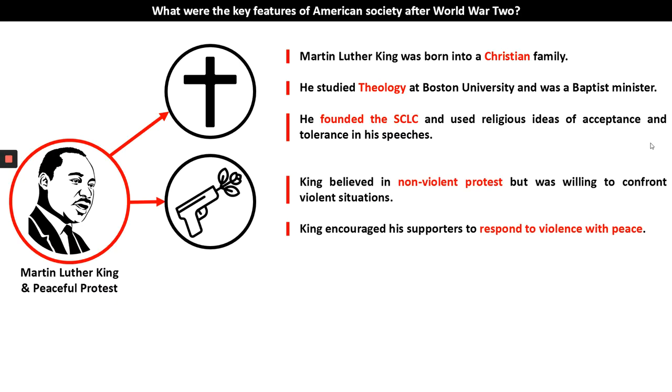King believed in something called non-violent protest. He believed that violence should not be used to lead to change, but he was willing to confront violent situations. He knew that in some of the situations where he'd be protesting, he would be experiencing violence from other people. Now, when they encountered violent situations, King encouraged his supporters to respond to violence with peace, by showing that as a group of protesters, they were not prepared to stoop to using violence to try and cause change.